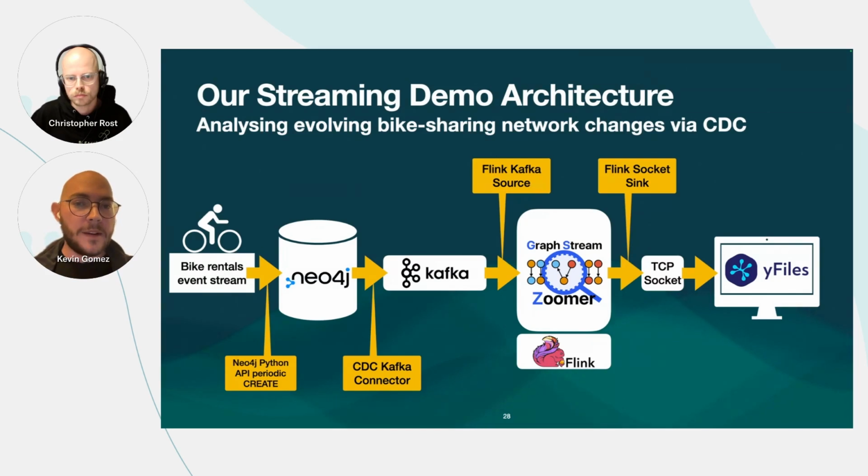Then we have the Flink Kafka source. So Flink is connected to Kafka, listening to the topics. Then our algorithm is in place where the magic happens, and then we push this information into our TCP socket. And then we have WIFI, a very nice platform from yWorks available as a front end.